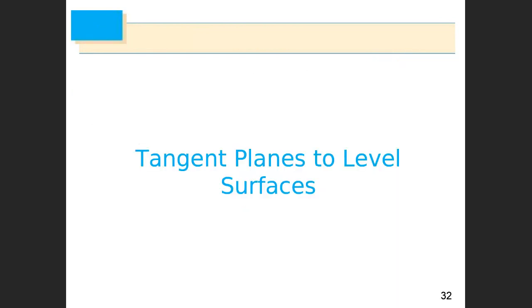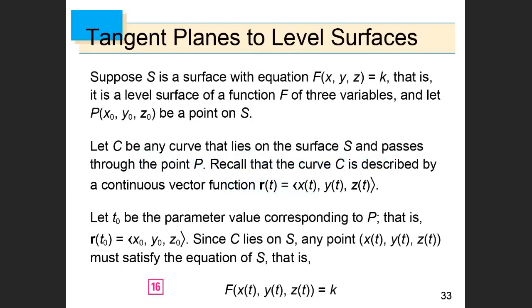Okay. So now let's talk about tangent planes to level surfaces. First of all, let's suppose that S is a surface with equation given by f(x, y, z) equals k. You see, k here is supposed to be a constant. That is, it is a level surface of a function f of 3 variables. And let this point (x0, y0, z0) be a point on that surface S.